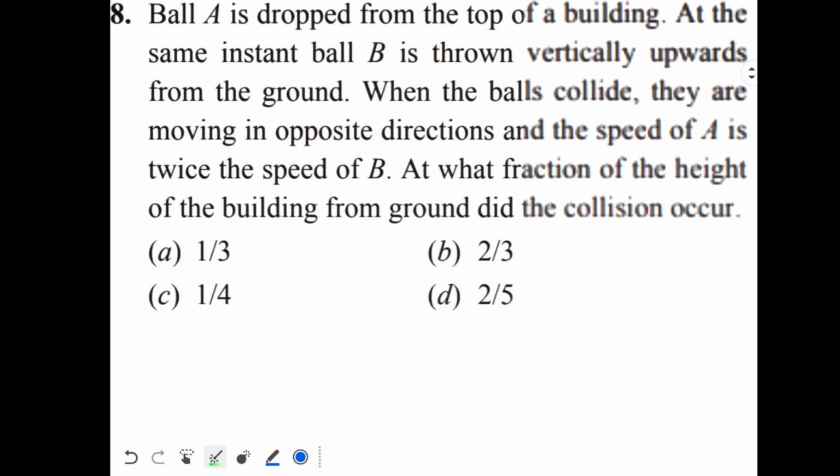Okay, now see this question. Ball A is dropped from the top of a building. At the same instant, ball B is thrown vertically upwards from the ground. When the balls collide, they are moving in opposite directions and the speed of A is twice the speed of B. At what fraction of the height of the building from the ground did the collision occur?